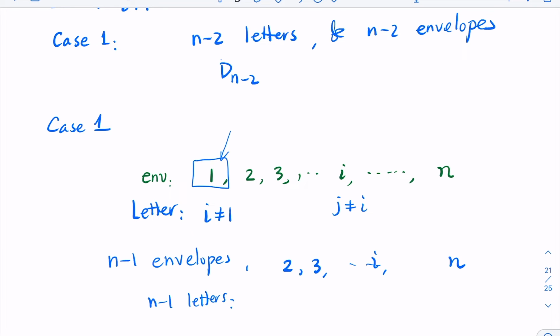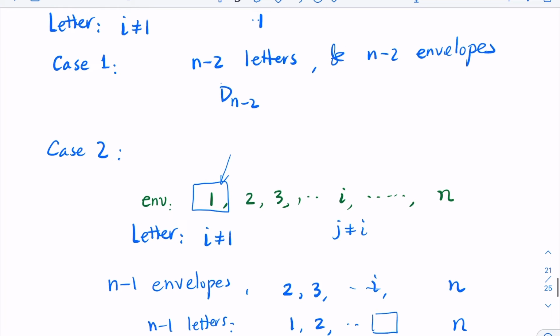What are those? Because letter i is taken, you're going to have letter 1, 2, and you don't have i here. i is gone, and you have n. The total is n-1 letters. And the rule here is that letter 1 cannot go to envelope i here. Why? Because if that is the case, that belongs to case number 1. So we're looking at case number 2, right?